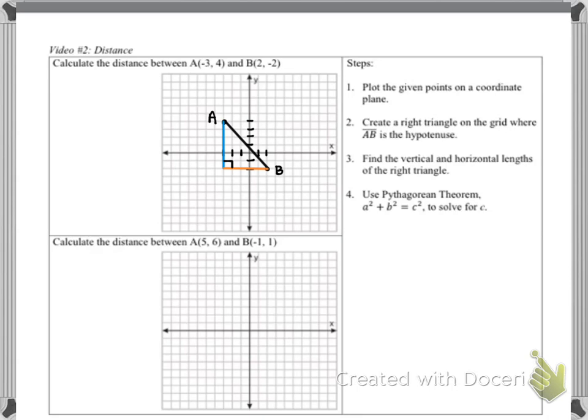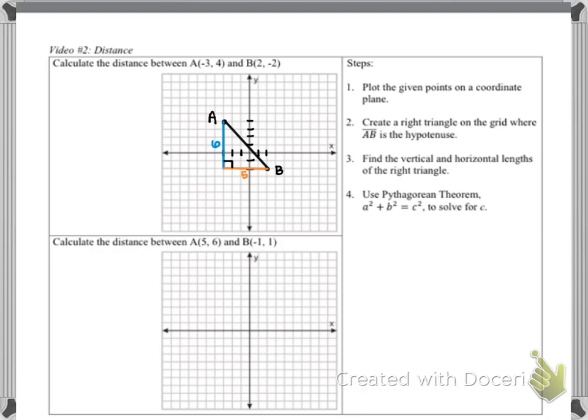Let's count the blue. It looks like I have 1, 2, 3, 4, 5, 6 boxes here, so I'm going to put a 6 here. It doesn't matter if I'm counting up or down. We're not talking about slope, we're just talking about how far those two points are from each other. Then if we go back to the orange, count those boxes: 1, 2, 3, 4, 5. Let's put a 5 here.